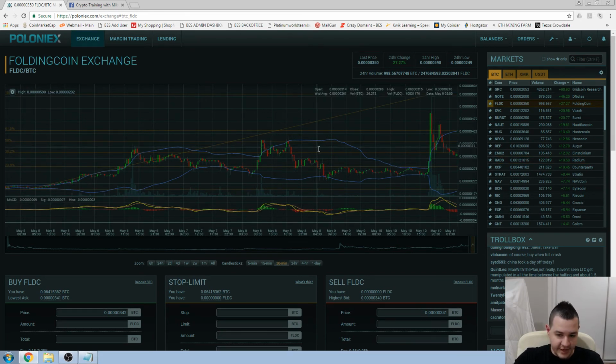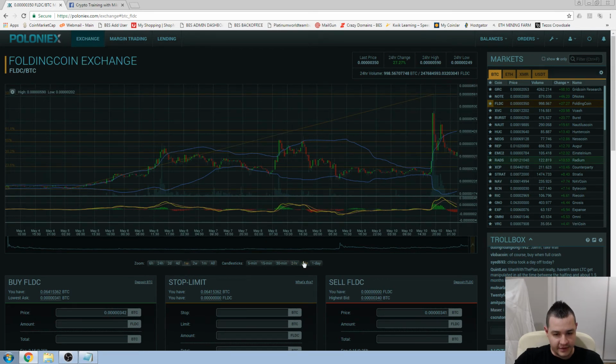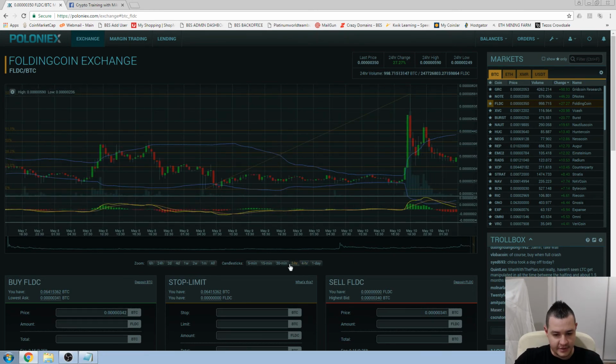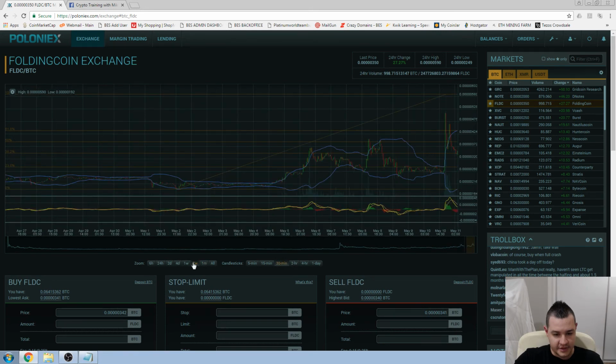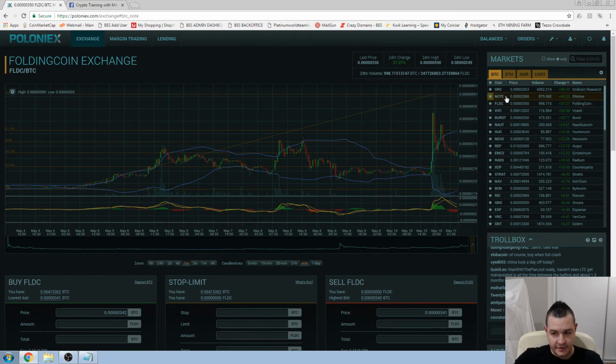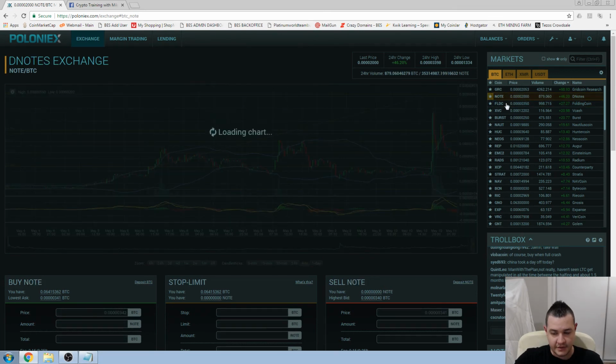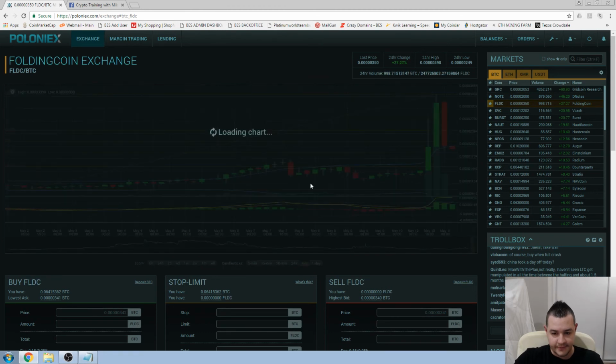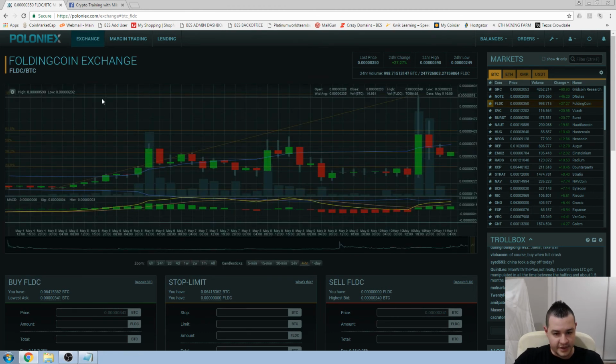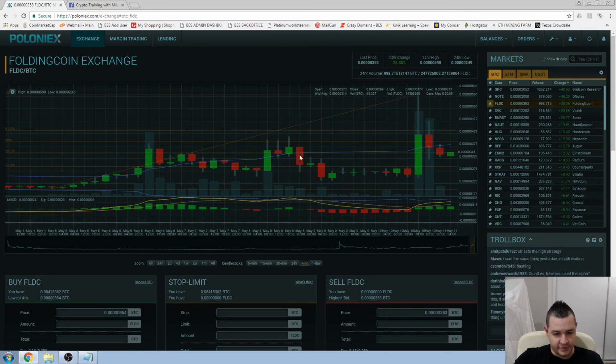Now, candlestick patterns to look out for. Just the basics, guys, on the higher time frames, you want to look out for candlestick patterns like this. Okay, the only pattern I want you guys to look out for realistically is this one here, which is called a bullish engulfing.